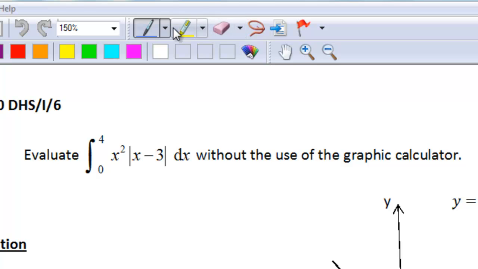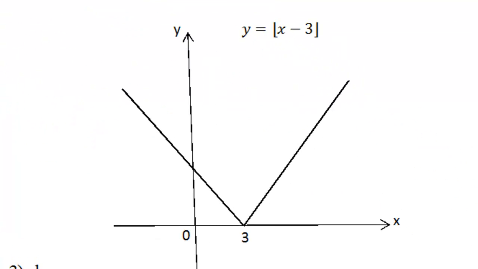Now we know that if we look at the graph of the absolute function of x minus 3, when x is bigger than 3, for this portion that I'm highlighting in blue here, the equation of this arm of the absolute function is y equals x minus 3 because it has a positive gradient.